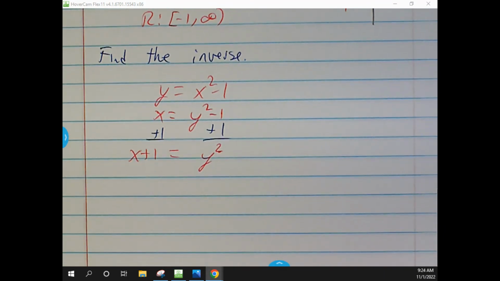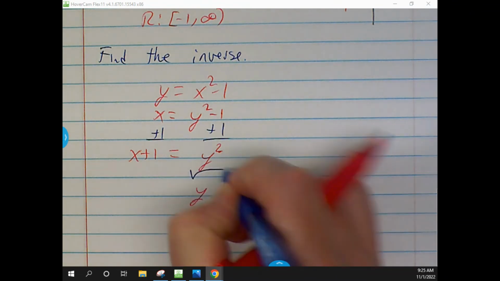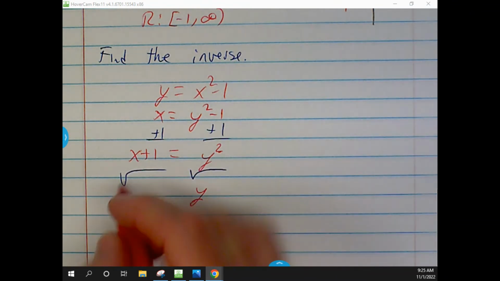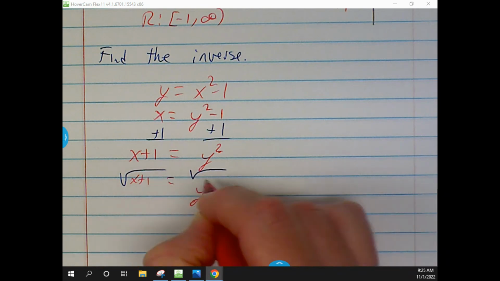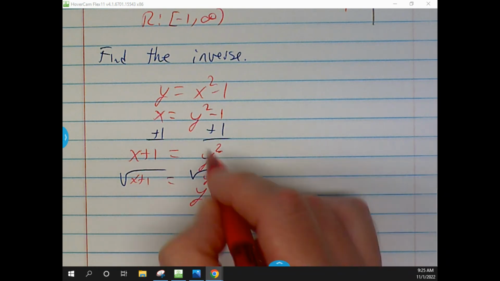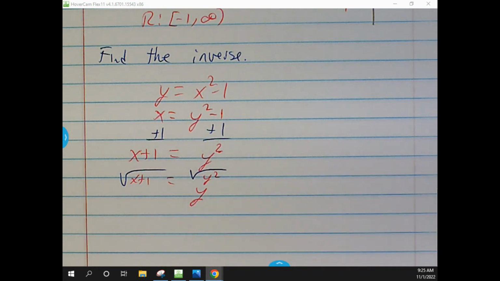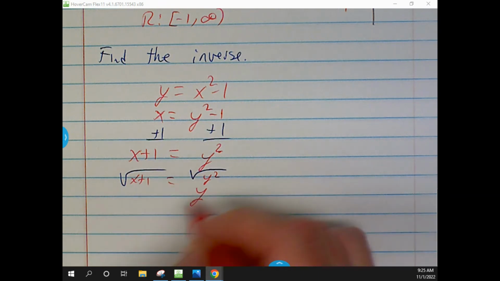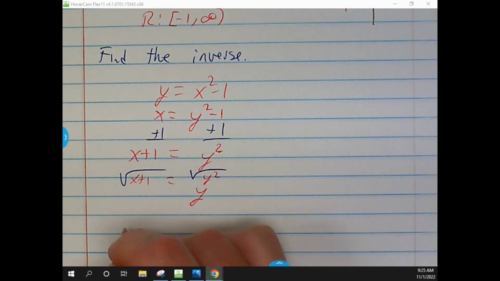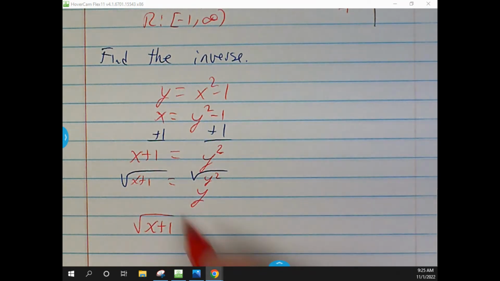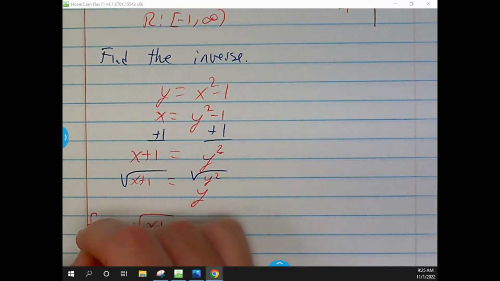How are we going to knock it from y squared down to just y? What do we do there? Square root, right? There you go. So we're going to square root it. So when we get x plus 1 equals the square root of y squared, that's going to cancel out and get us the y equals there. And there's nothing you can really do to simplify that one. So that is the answer for the inverse. So it's x plus 1, and instead of being y equals, we're going to put f negative 1 equals.